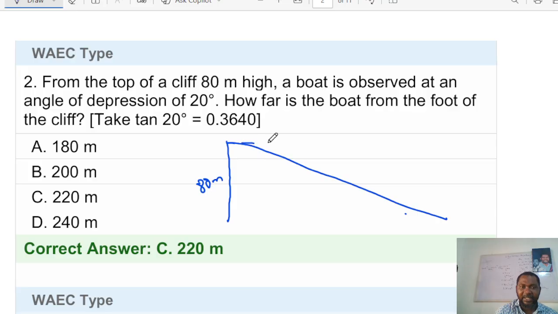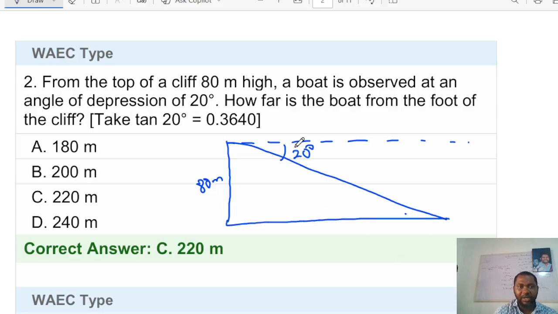And let's say this is the eye level, and the angle here is the angle of depression, which is 20 degrees. And like I said, this forms a right angle triangle. And like I showed you earlier, this 20 degrees here is the same thing as here, 20 degrees, because they are alternate angles. And you will always do this as long as you are dealing with angle of depression. And we can now solve this.